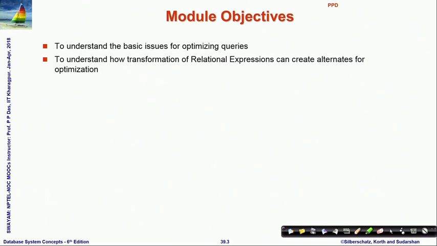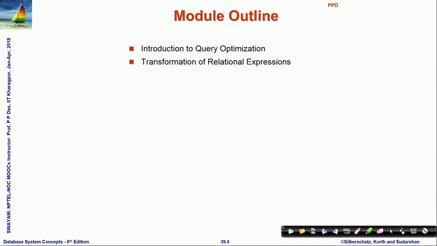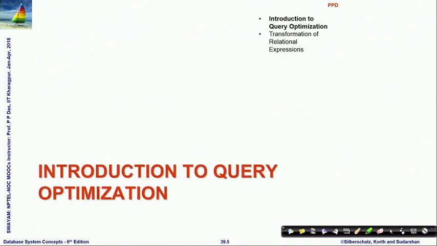So, we would need to understand two aspects. One is, given a query, how do I generate alternate queries, that is, in terms of the relational expression, how a particular expression can be transformed into equivalent expressions, and then we choose from these equivalent expressions for optimization. So, these are the two topics to discuss.